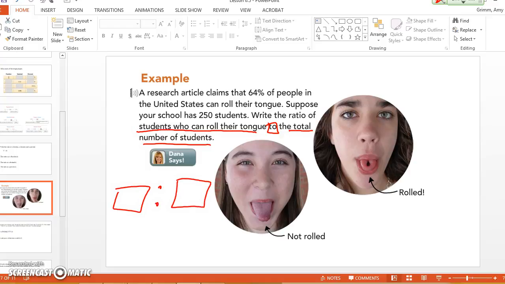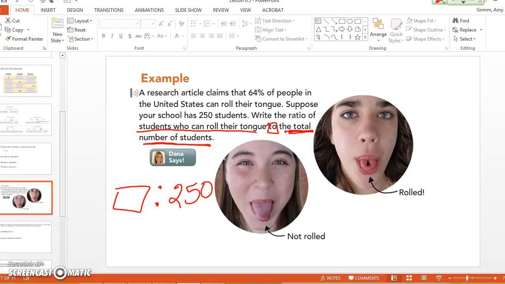Do we know either one of those? Yes. Which one do we know? The total number, Emmy. What's the total number? 250. And is that going to go in the first box or the second box? Second box. It says right here, to the total number of students. So right here, I'm going to put 250.